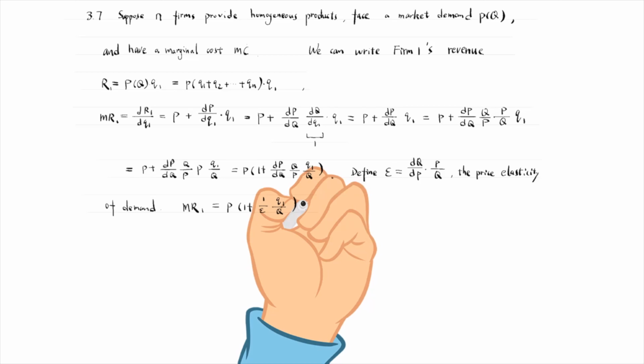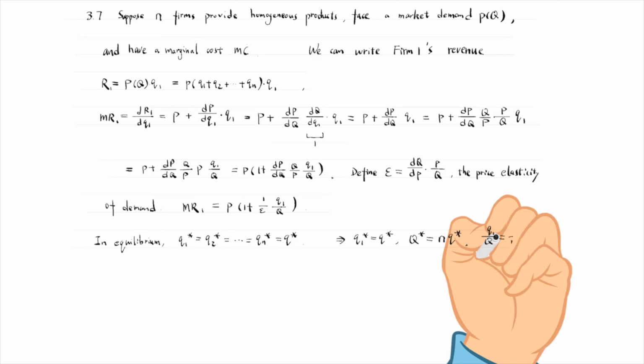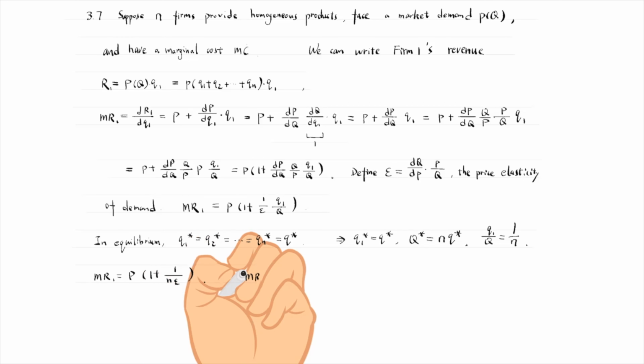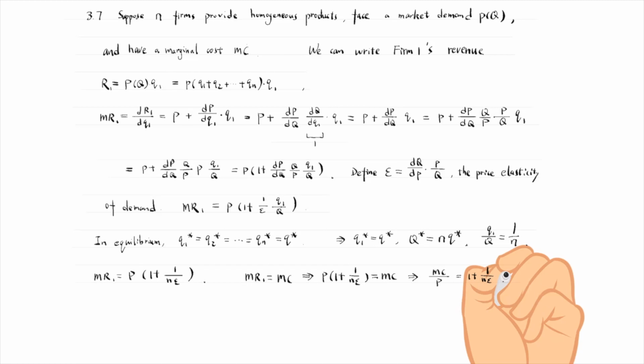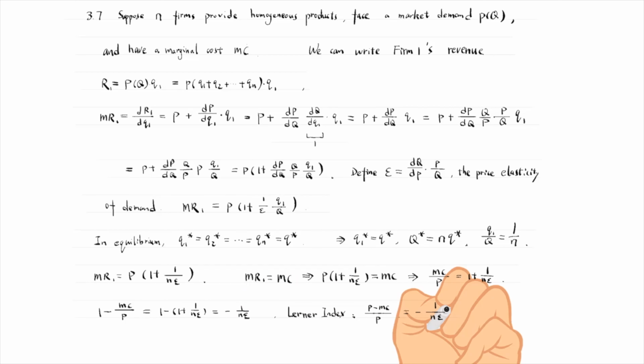In equilibrium, each identical firm's output should be the same. We can simplify the expression of MR1. We know that in equilibrium, marginal revenue equals marginal cost. Then we have an equation that relates price to marginal cost, the number of firms, and the market demand elasticity. We can further write the market power measure, the Lerner index, as minus 1 divided by n times epsilon.